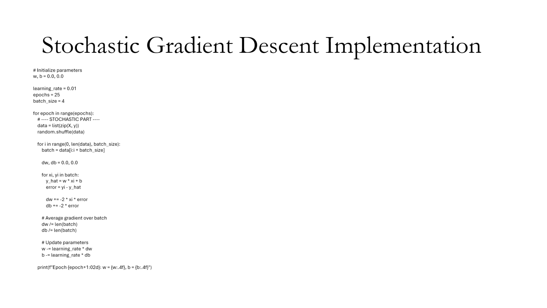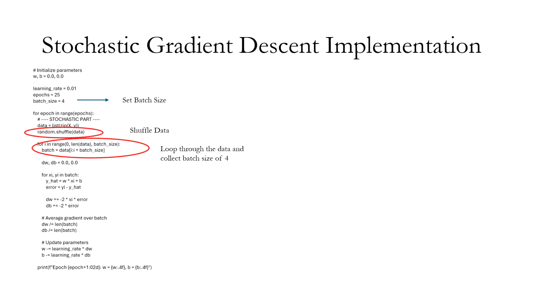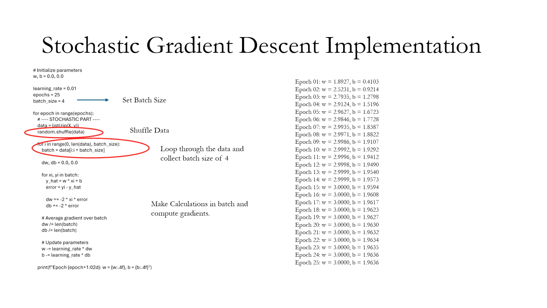So here's a stochastic gradient descent implementation. We've got this code initializing the parameters. The only thing that we're doing differently here is setting the batch size. We shuffle the data, randomizing it. Then we loop through the data to collect a batch size of 4, make calculations in batch, and compute the gradients. You can see that after 25 iterations or epochs, the parameters converge.